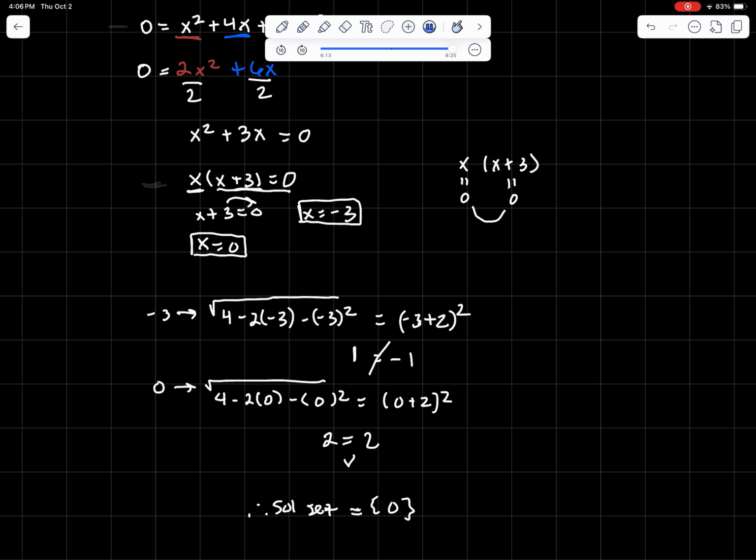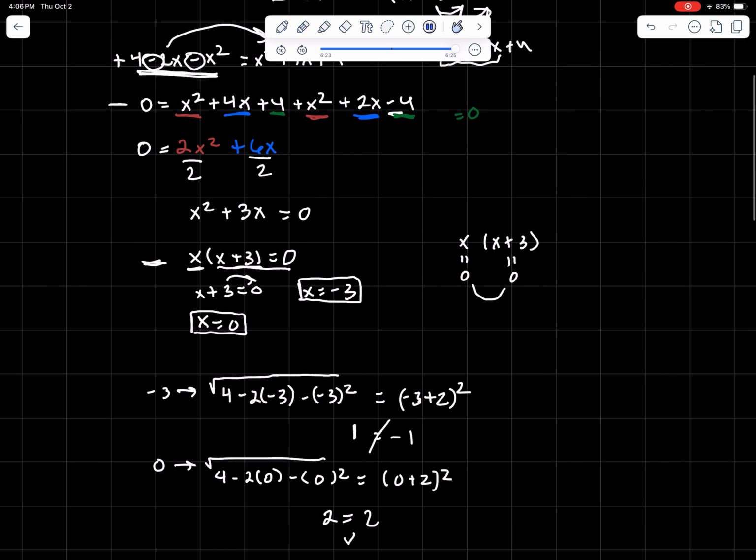So that's how we do this problem. I think the most confusing part is here with the factoring, and then also here moving all your like terms into one part. So I hope this helps you guys out.